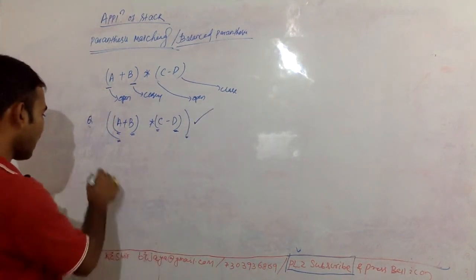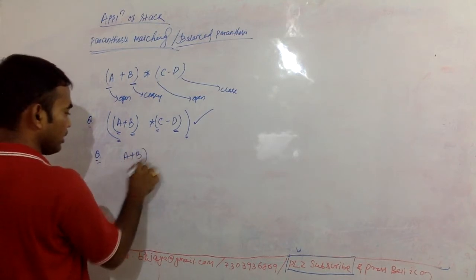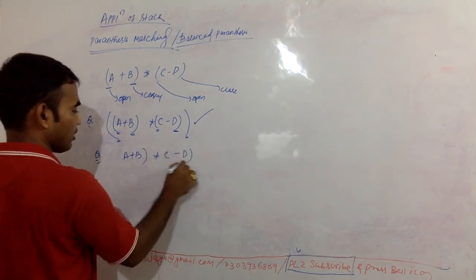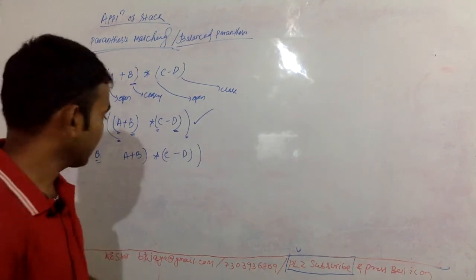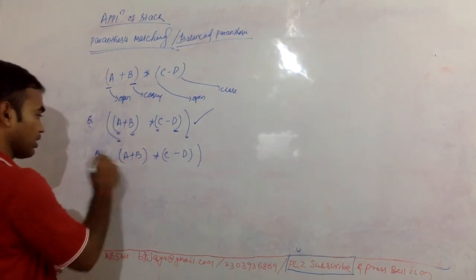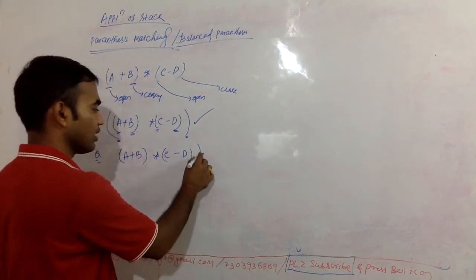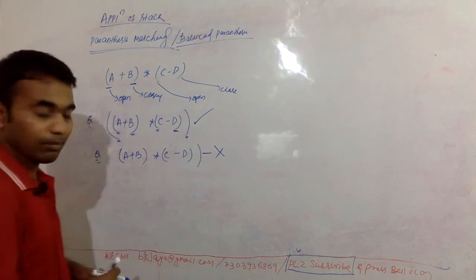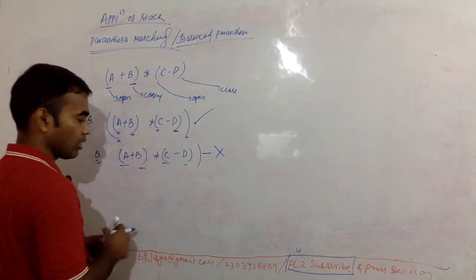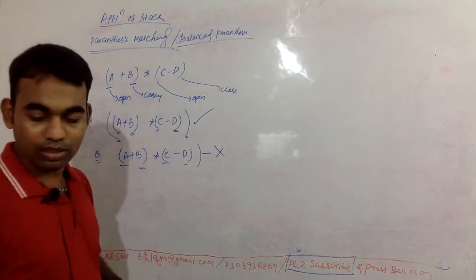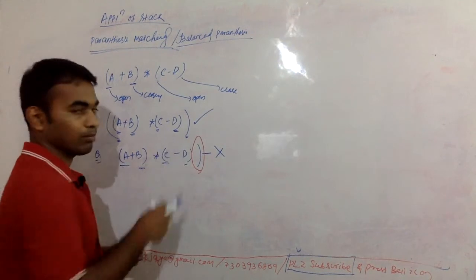Okay. Given another expression, suppose the expression is a plus b into c minus d. Can you tell me whether this is a balanced parenthesis? The answer is no. Why? Because this is balanced with this one, and this is balanced with this one, but this one is not in balanced form. So this particular bracket is not in balanced form.